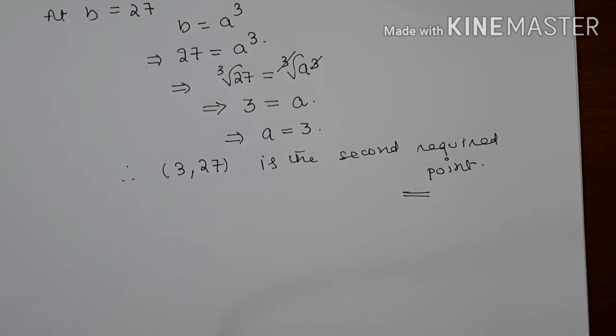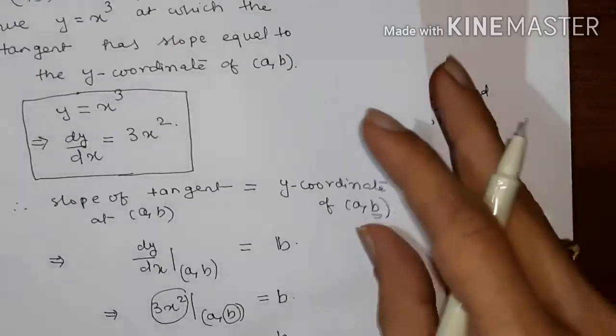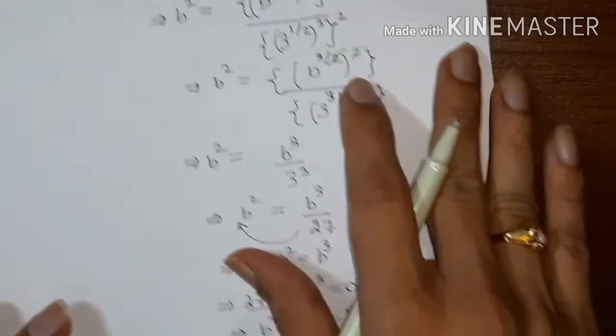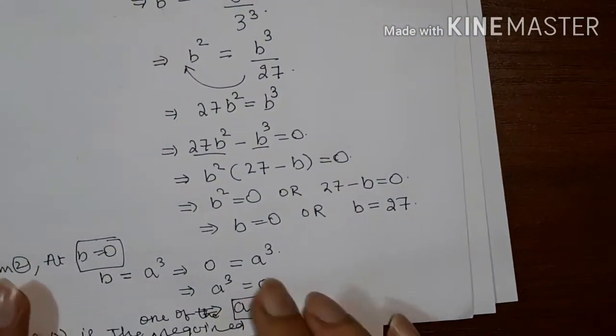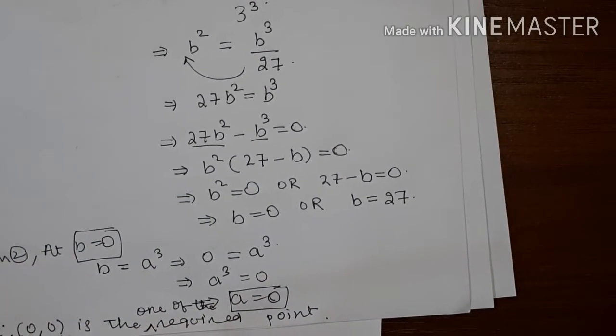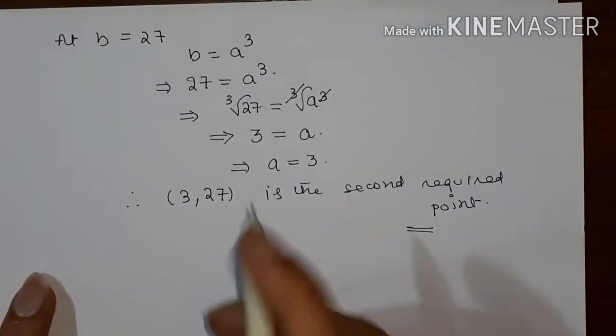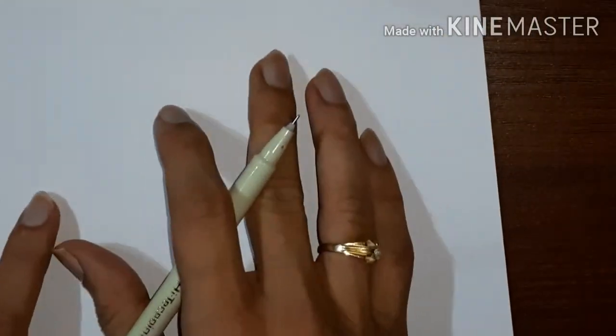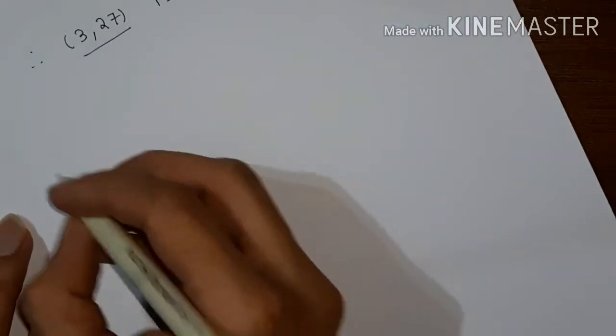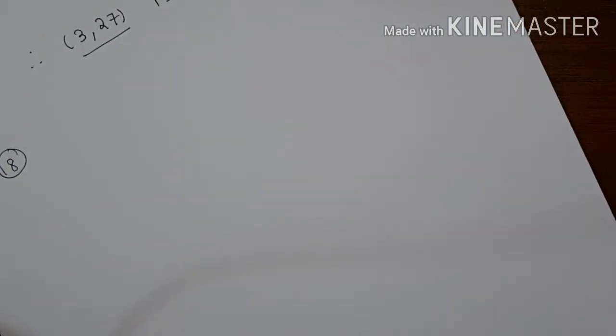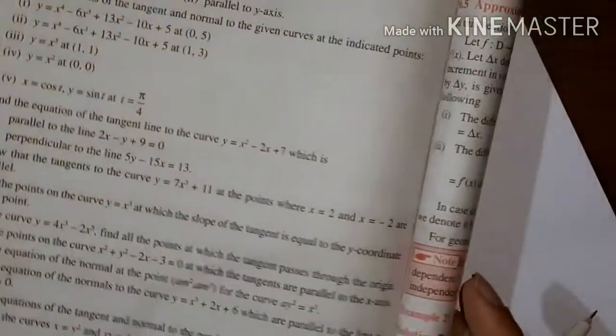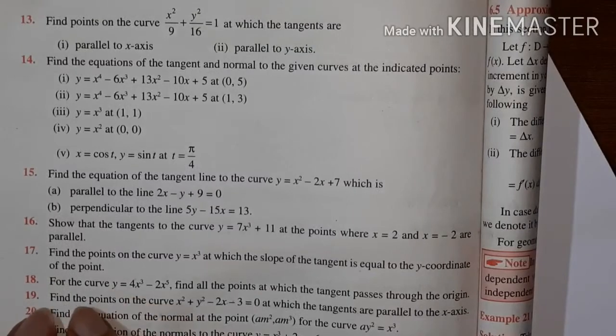So that is the answer for the problem number 17. What are the points? 0 comma 0, so this is one point, 0 comma 0 here, and the second point is 3 comma 27, right? Okay, so now let us go to the 18th problem. So this is the 18th problem.